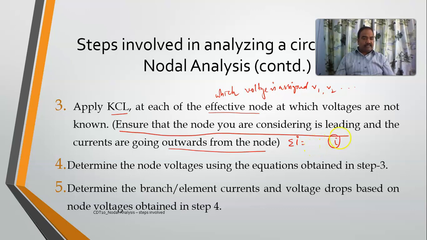So how to determine the currents? If you directly have the current I, it is okay. If not, use the voltage drop across the resistor. Either of these is okay. Based upon that, you will write equations at all the effective nodes. Once you get those equations, you determine the nodal voltages by solving them. And finally, you determine the branch element currents. So these are simple steps: identify the number of nodes, assign them voltages, apply KCL, solve those equations, and finally determine what is required.